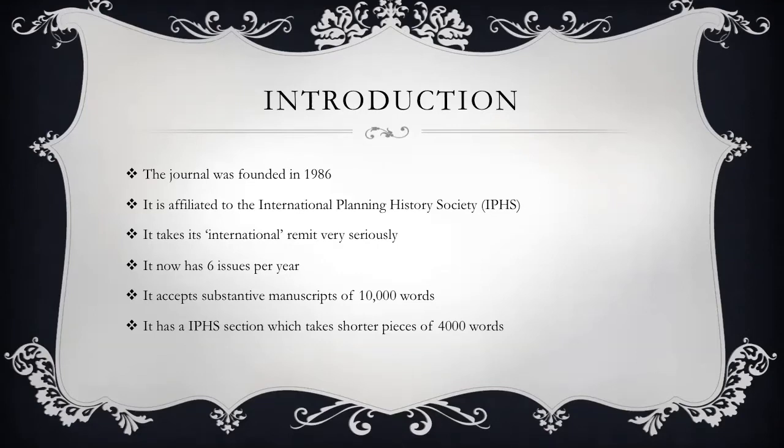We publish 2 types of article. The first is 10,000 words, so this is a substantive piece of research. The other type of article is shorter, 4,000 words, and this appears in what we call the IPHS section. Maybe PhD students and others can publish shorter pieces that perhaps represent the beginning of their research, the early stages, perhaps they're wanting to discuss some key ideas or key concepts. And so that's ideal for the IPHS section.